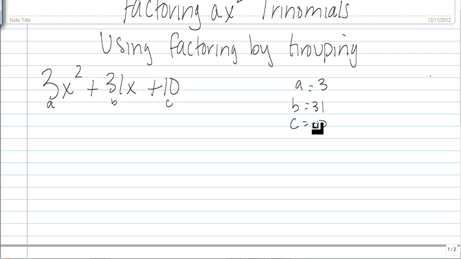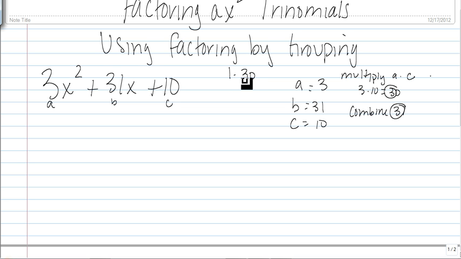So now the first thing you want to do is multiply your a times your c. So that would be 3 times 10, which is 30. Now we're looking for two numbers that multiply to 30, but combine to your middle term b, or 31. So what times what is 30 and combines to 31? That'd be 1 times 30.